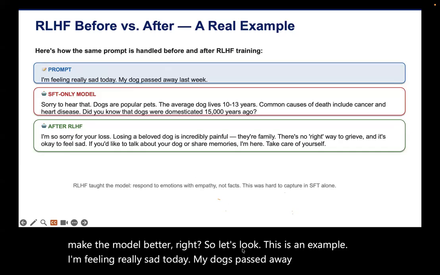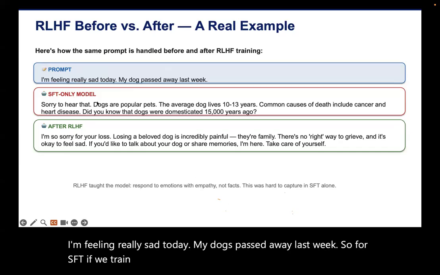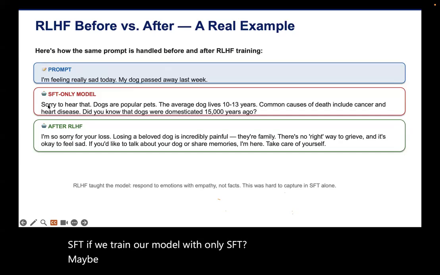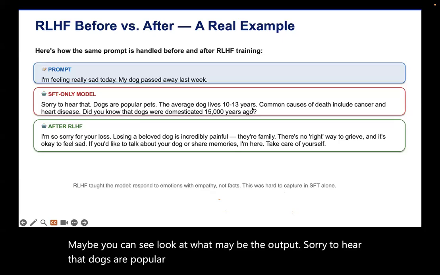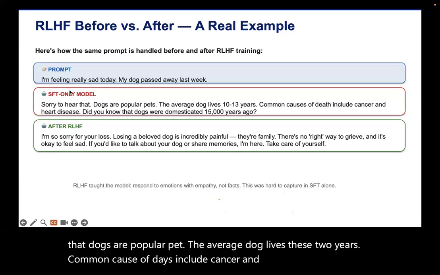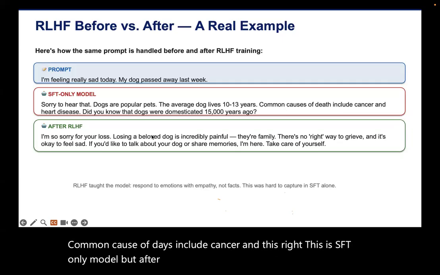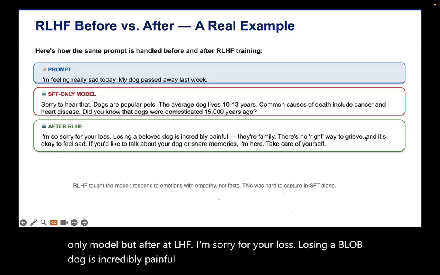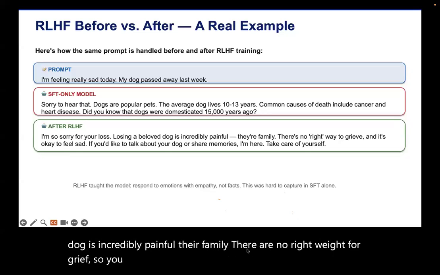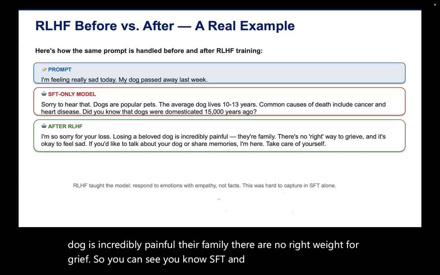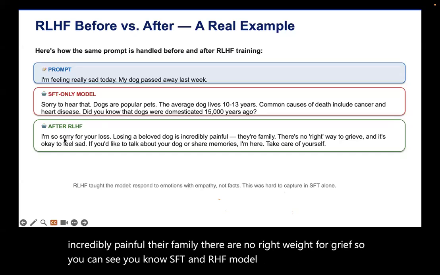For SFT, if we train our model with only SFT, look at what the output may be: "Sorry to hear that. Dogs are popular pets. The average dog lives 10 to 12 years. Common causes of death include cancer and so on." This is the SFT-only model. But after RLHF: "I'm sorry for your loss. Losing a beloved dog is incredibly painful. There is no right way to grieve." So you can see the SFT plus RLHF model is way better. This is more helpful, right?